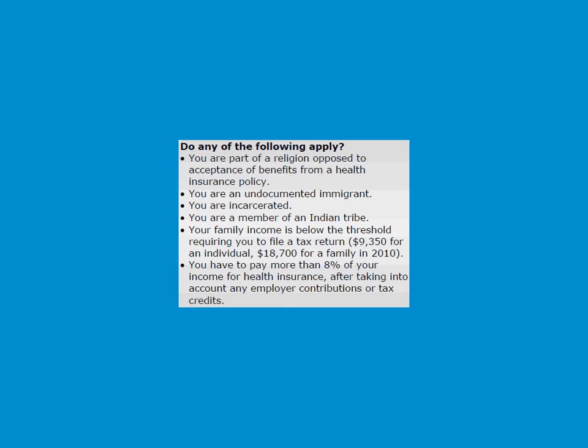You do not have to purchase insurance for yourself if any of these apply. You are part of a religion opposed to acceptance of benefits from a health insurance policy. You are an undocumented immigrant. You are incarcerated. You are a member of an Indian tribe. Your family income is below the threshold requiring you to file a tax return, or you have to pay more than 8% of your income for health insurance.